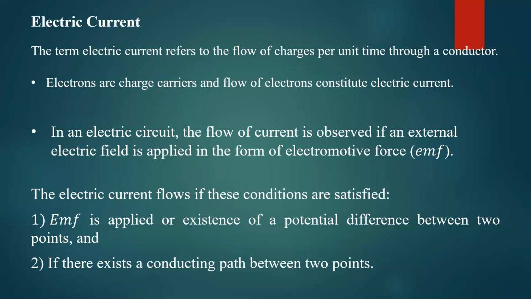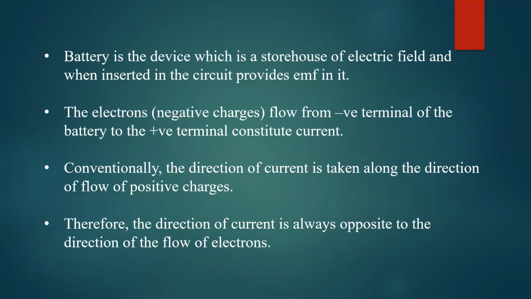Second point, a conducting path should be there between the 2 points, and that makes the electric current flow. Conducting path is necessary. Remember, in order to observe the electric current, potential difference should exist and a conducting path between the 2 points should exist. There must be a conductor. If you connect an insulator, current will not flow. That means a conducting path is necessary. Okay, this is about the electric current.